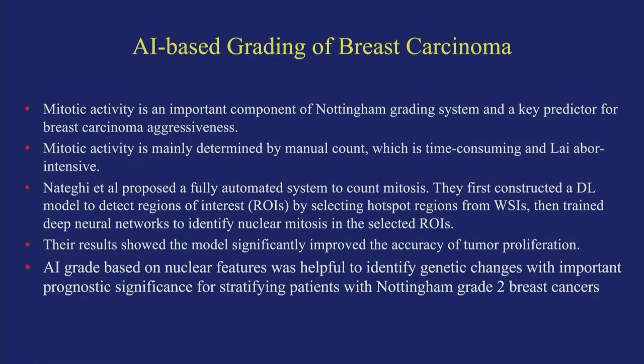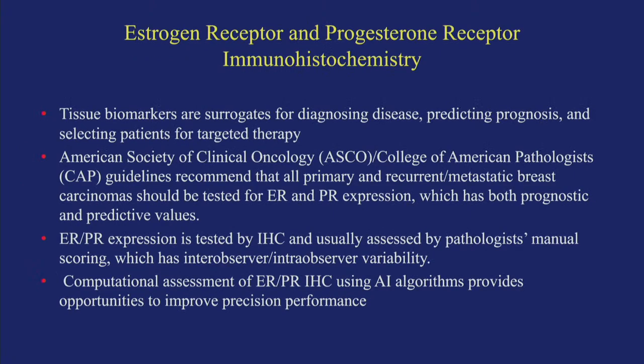So AI is very useful in assessing these mitotic counts, and the results have shown that it has significantly improved the accuracy of tumor proliferation. And also AI is able to identify genetic changes within the tissue which are useful for stratifying these patients. And ER, PR, HER2 are very, very important for further treatment.